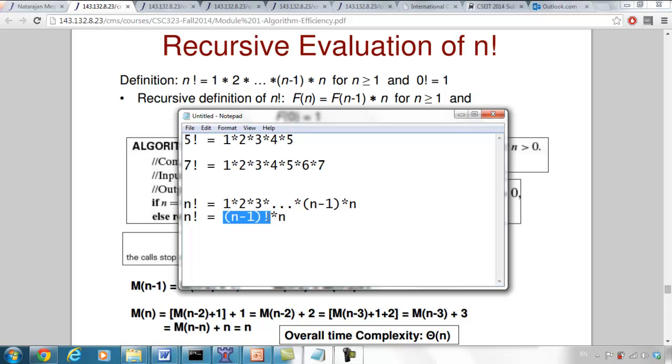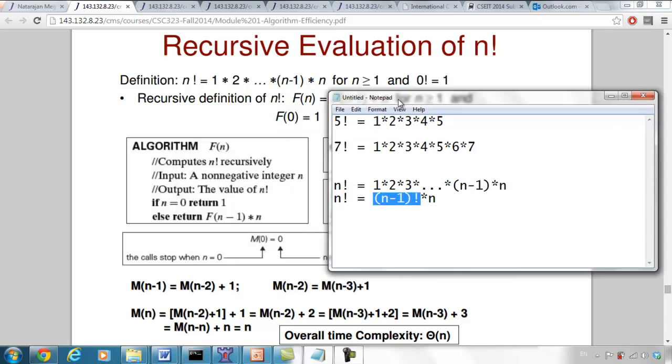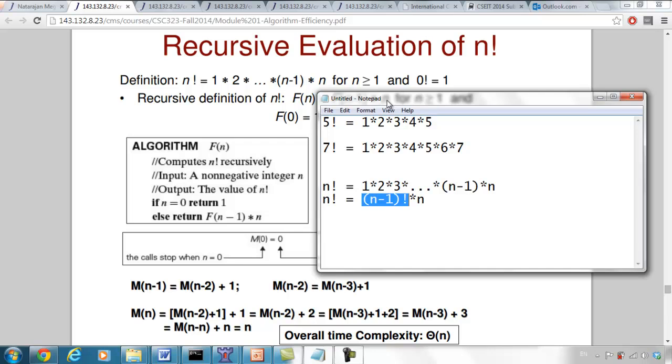Now we have a pseudocode for the algorithm to do that. So if I want to compute factorial of n, if n is 0, we know that 0 factorial is 1. Okay, so this is like our basic condition, because we cannot keep on going through the recursion.